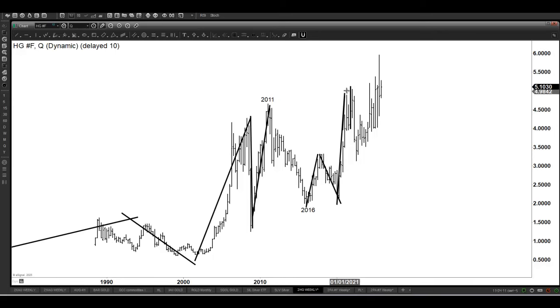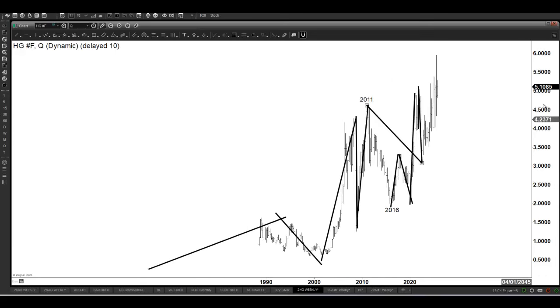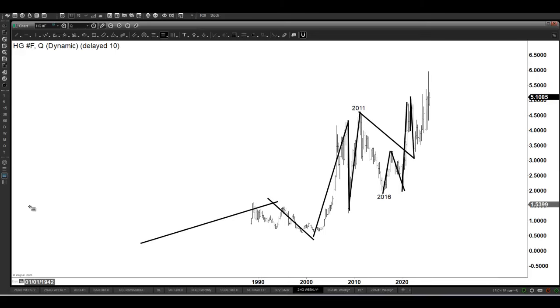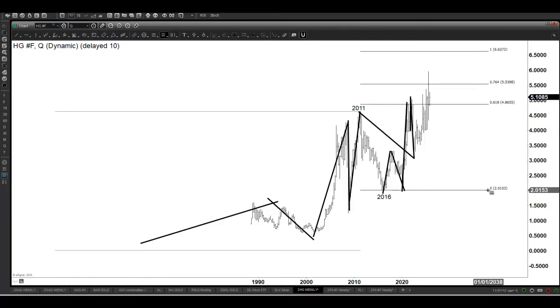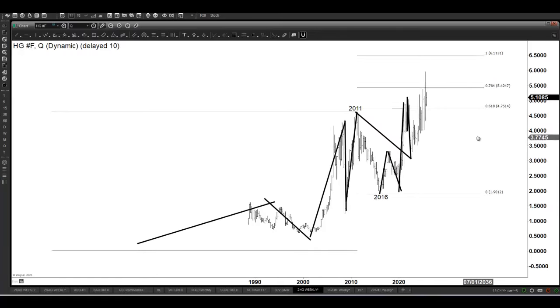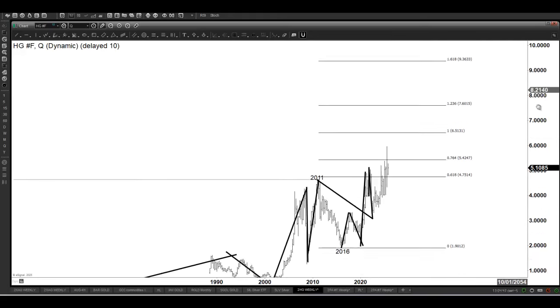Then copper put back. But copper overlaps here. This is the quarterly chart. Yes, correct. This is a quarterly chart. Now, let's pay attention to what I'm going to say now. Copper from the all-time lows to 2011 hasn't reached the 1.618.